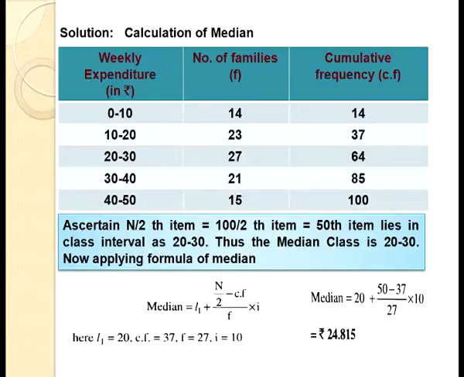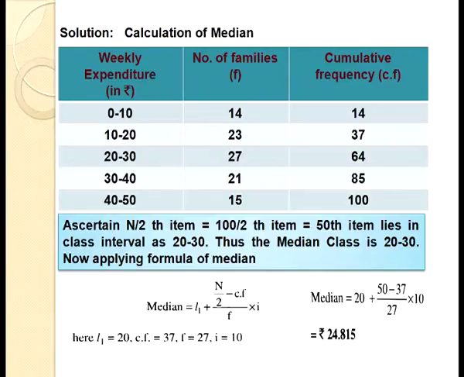Now we are going to locate this 50th item in the cumulative frequency. It comes into 64. So our median class is 20 to 30 and the frequency is 27. Preceding class cumulative frequency is 37. Once again students, we have located the value of the 50th item in cumulative frequency. In 64 we have got this value. Now we can see that weekly expenditure 20 to 30 is given to us. So this will become our median class. The frequency would be 27. The preceding class cumulative frequency is 37.